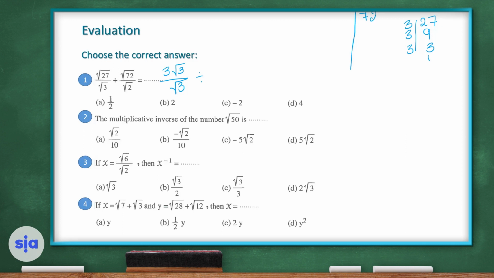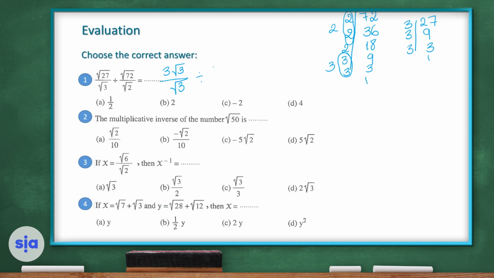if you do the prime factorization of the 72 divided by 2, it's 36. Divided by 2, it's 18. Divided by 2, it's 9. Divided by 3, it's 3. Divided by 3, it's 1. Then, here's a pair of 2, and here's a pair of 3.